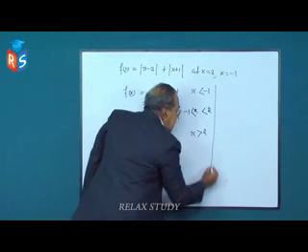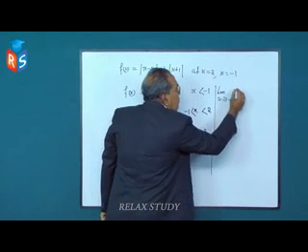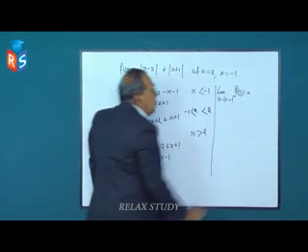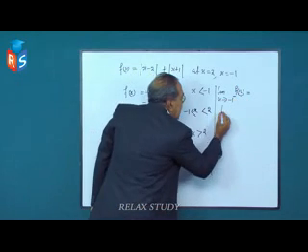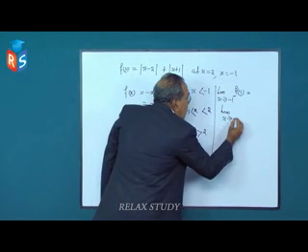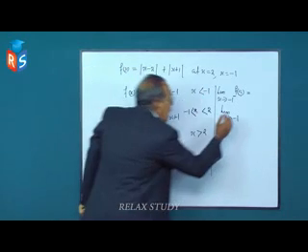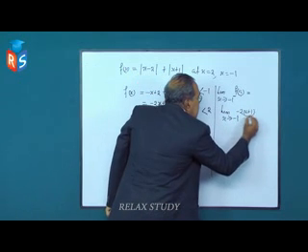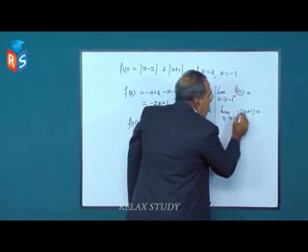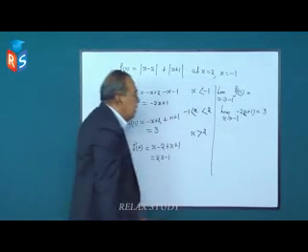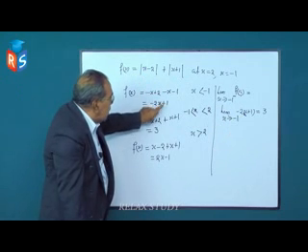That is, the left hand side limit, as x tends to -1 minus of f(x), is equal to the limit as x tends to -1, where for x less than -1 the function is -2x + 1. That is -2 into -1 plus 1, which is 2 + 1, equal to 3.